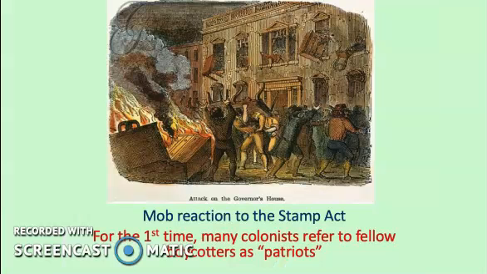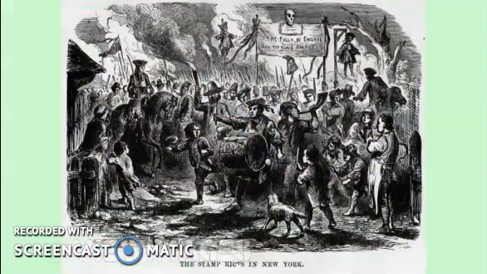And we see mob reactions. For instance, the governor's house in Massachusetts is literally burned to the ground. I mean, he is able to barely escape out the back door. We start to see these colonists refer to each other as patriots against the cause of the Stamp Act. They even form an organization called the Stamp Act Congress to protest against the Stamp Act.